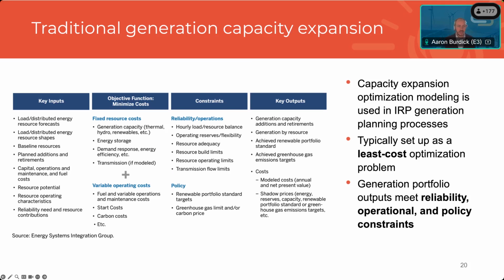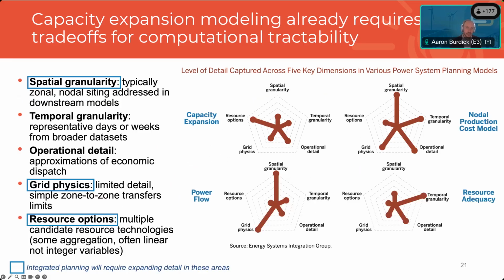So when we think about this optimization problem, we thought it was useful to start by recognizing some of the trade-offs that we already have to make just to solve the generation problem before we think about expanding the optimization to encompass additional planning domains. So here you have these spider diagrams that show some of the power system models that are used out there and how much detail they go into on each of these five considerations. So for capacity expansion, I'll walk through some of these trade-offs.